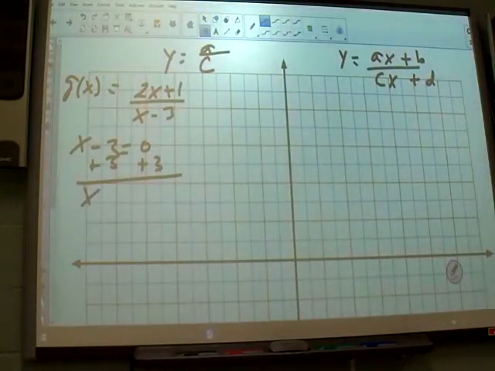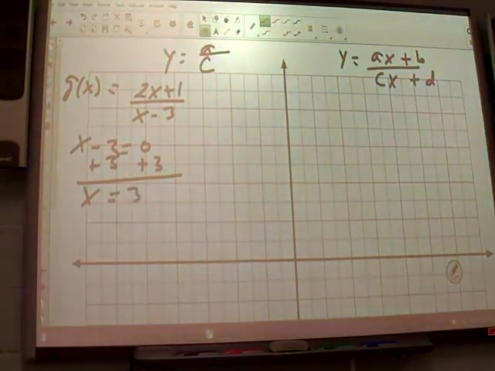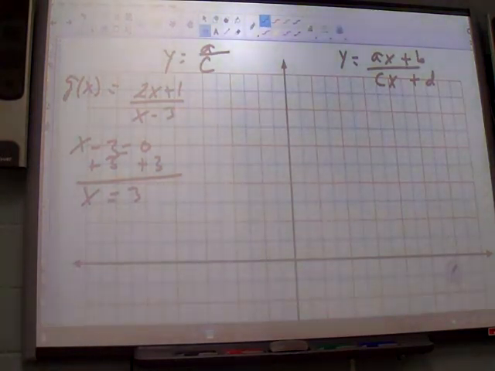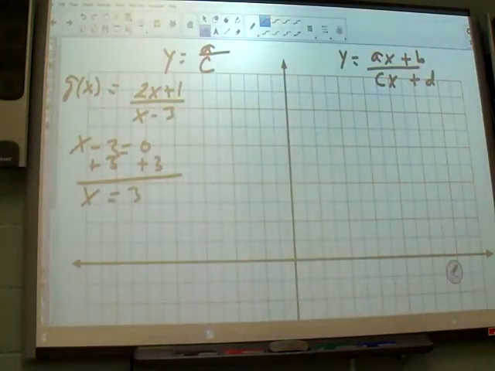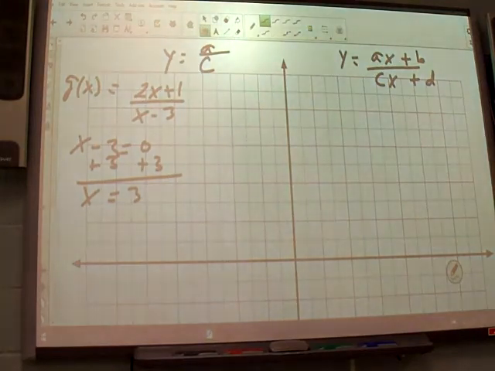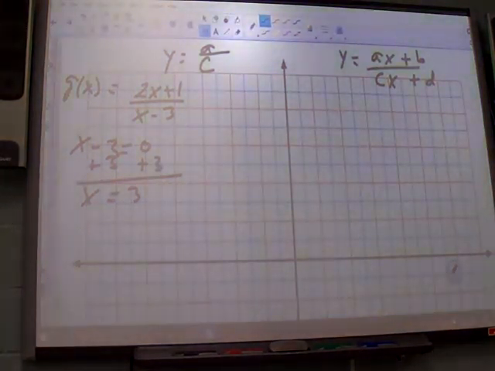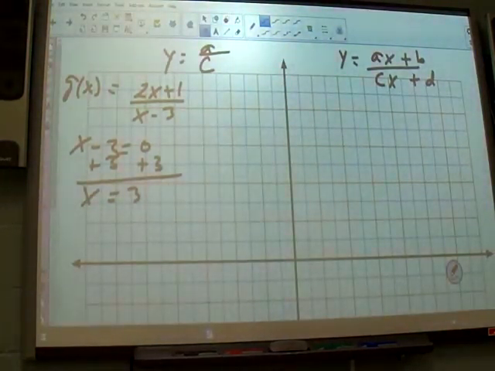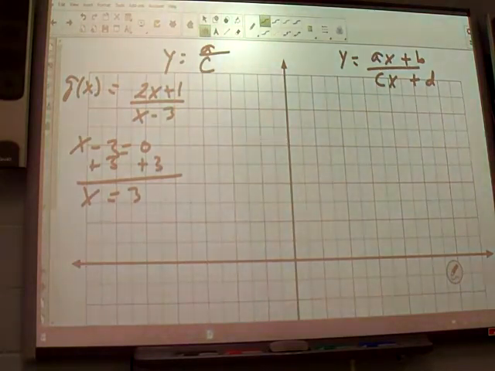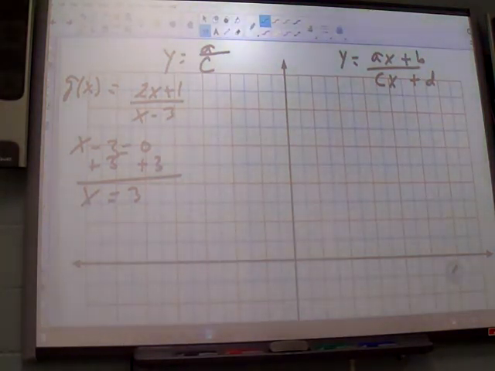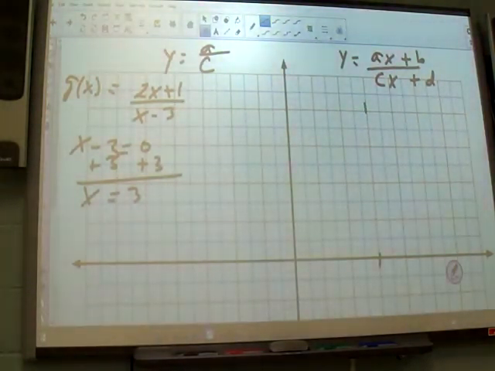So we've got a vertical asymptote at x equals 3. Now, sometimes that x might have a number other than 1 in front of it, so you'll have some dividing steps to do, but this one, we were fortunate, it was just a 1x. All right, I'm going to go right 3, 1, 2, 3, put my dotted line there.